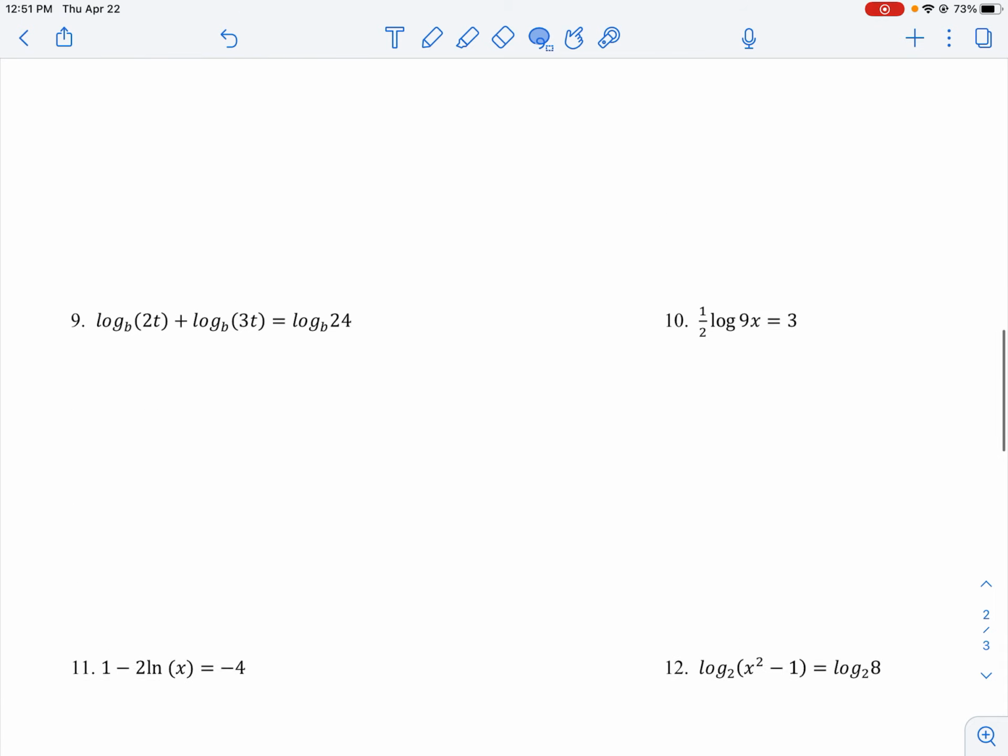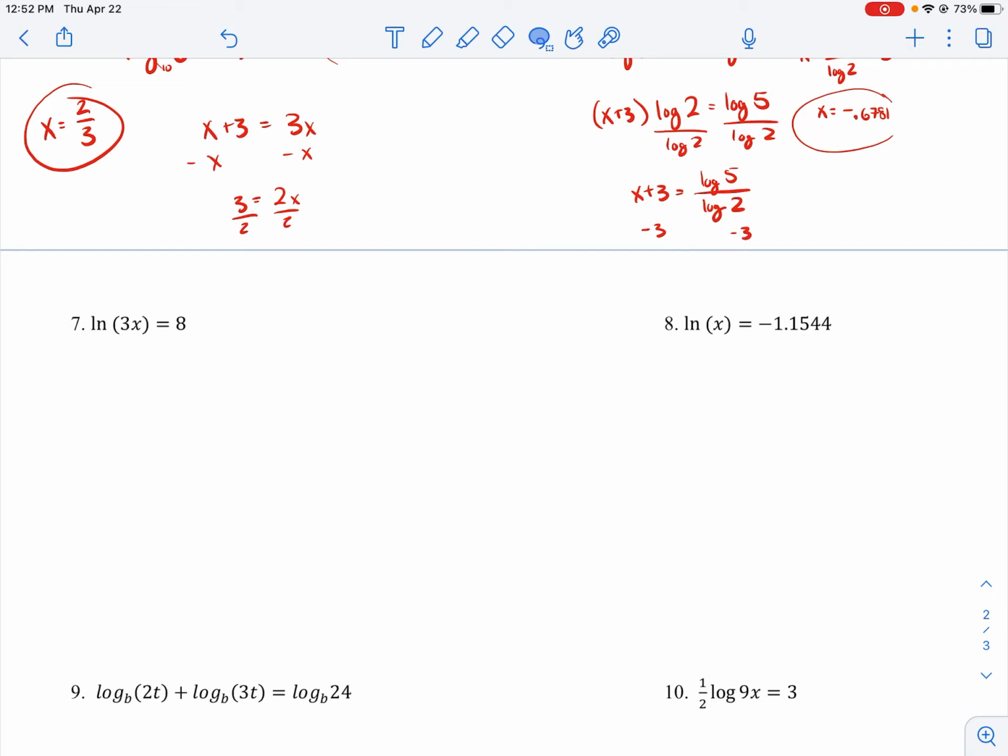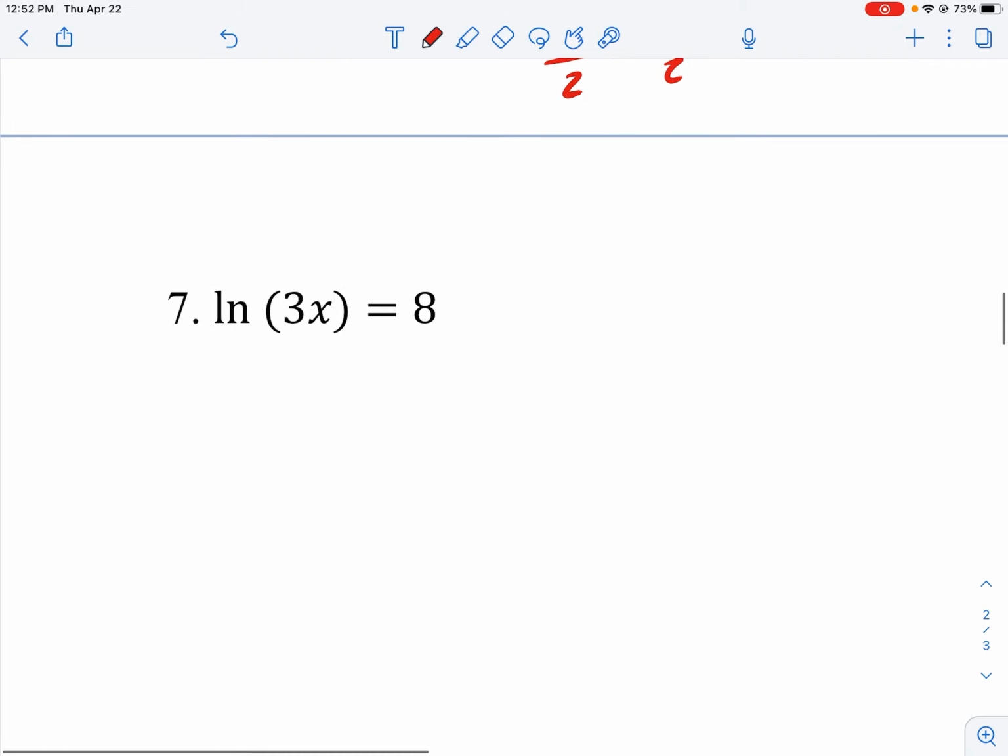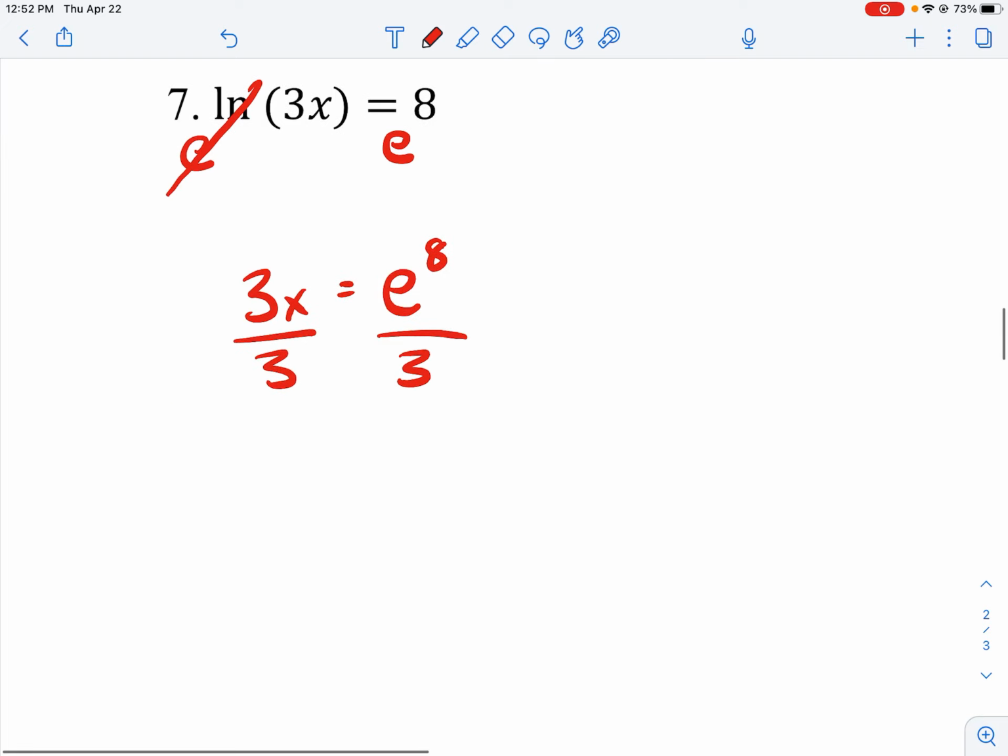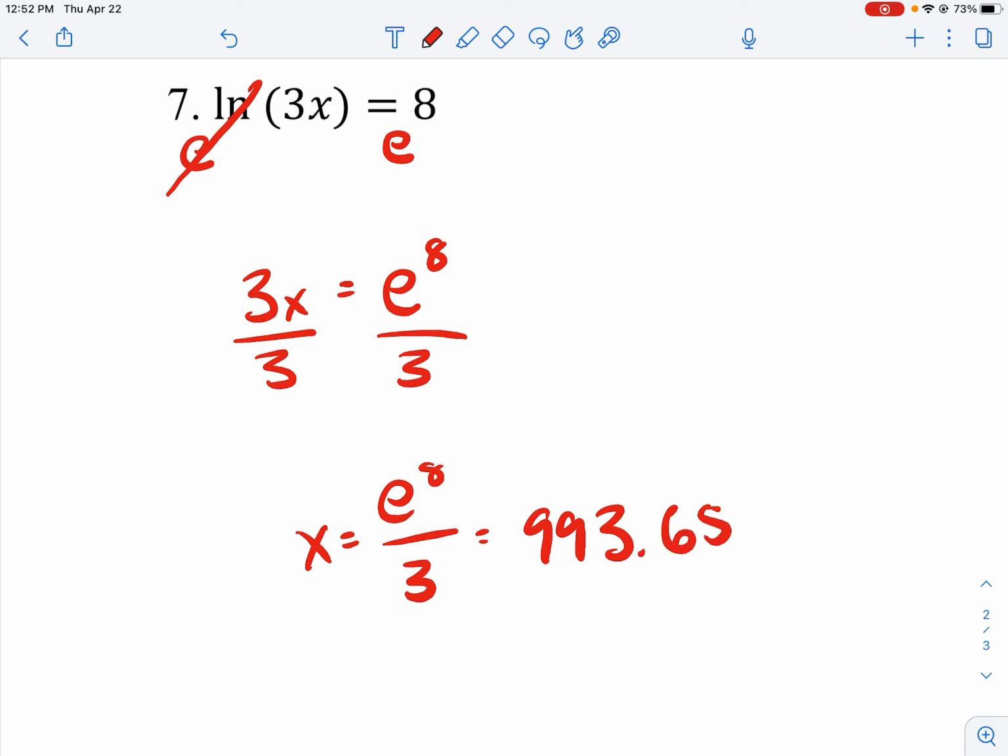All right. Try number 7. Okay? Natural log, which means I'm going to take the e of both sides in order to get that natural log to cancel. So that goes away. Left with 3x is equal to e to the 8. To get x alone, I'm going to divide that by 3. So x is equal to e to the 8 divided by 3, which is 993.65266.